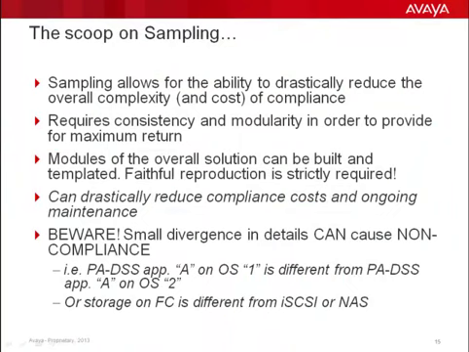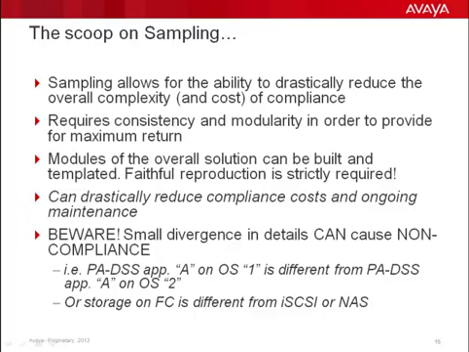As noted earlier, the use of sampling can greatly reduce the cost and complexity of attaining and maintaining compliance. The practice does, however, require discipline in both the modularity and consistency of the design and implementation. Modules can then in turn be templated and reproduced, but this must be done exactly as defined within the template. Variations will result in the need for scanning. Beware, small, seemingly inconsequential divergences from templates can result in the need to scan a particular module.